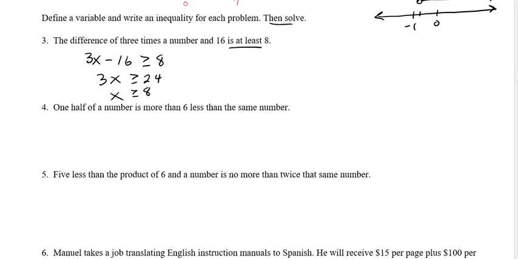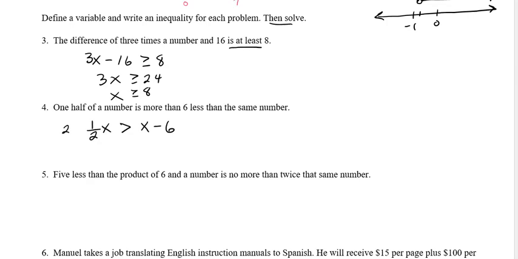Okay, number 4, 1/2 of a number, so there's 1/2 of a number, is more than, so that's the phrase that we use for greater than, 6 less than the same number. So here is 6 less than the same number. We just subtract 6 from the variable that we have. All right, so I don't have to deal with fractions here at all.